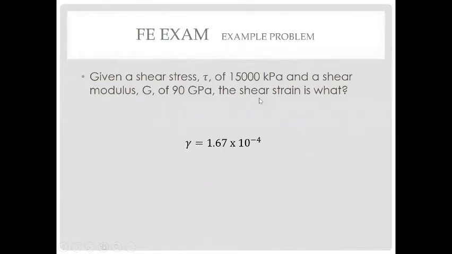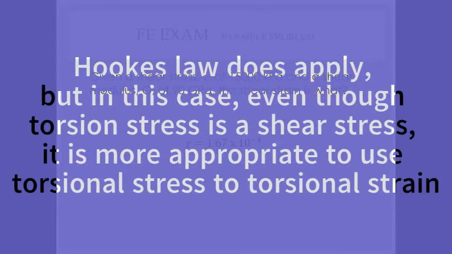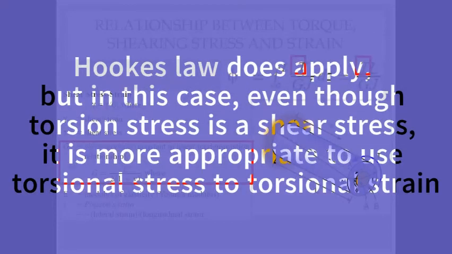So be aware of your units, right? Gigapascals in terms of kilopascals will be times 10 to the 6. Giga is times 10 to the 9, which would be pascals, but then to get that to kilopascals, it'd end up being times 10 to the 6. So 15,000 divided by 90 times 10 to the 6 should get you the strain. All right, so basically that's just Hooke's law, right? Relationship of shear stress to shear strain.